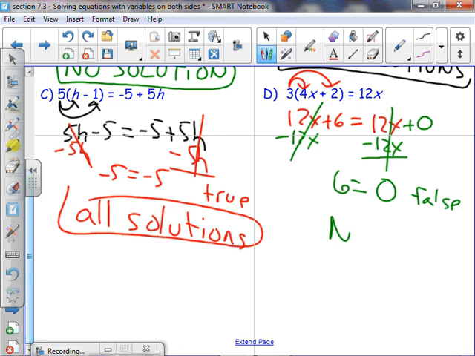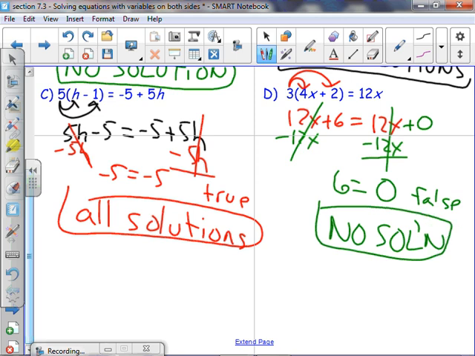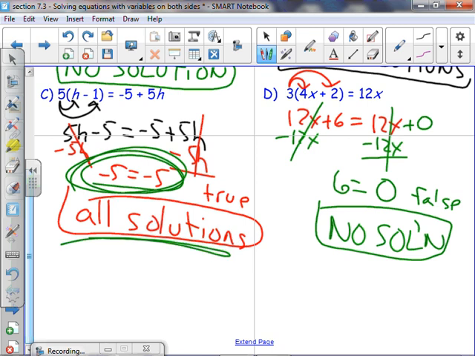No value we can pick for the variable fits this. Okay? That's all there is to it. If you get a statement like this that says negative 5 equals negative 5, something that's true, then you write all solutions. If you get something that's clearly false, 6 equals 0, then there are no solutions.